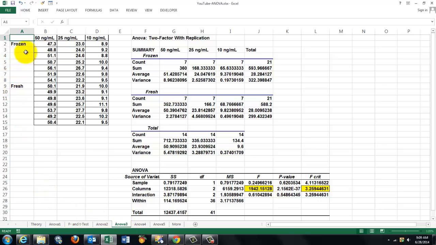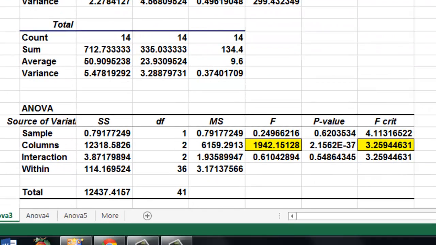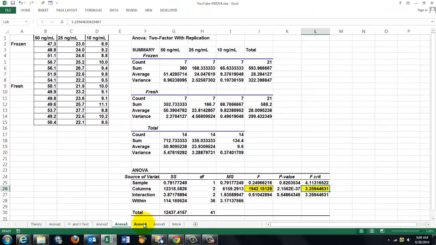Another example. This is also a two-factor analysis. Frozen samples, fresh samples with different solutions, with different concentrations. Again, I did a two-factor analysis with replication because every set has multiple observations. And I find in this case only one significant difference, the difference in concentration. The F-value is way outside the critical value.